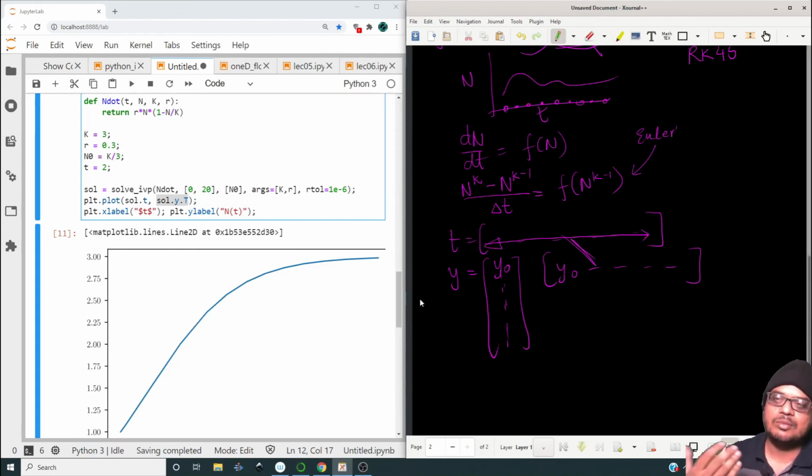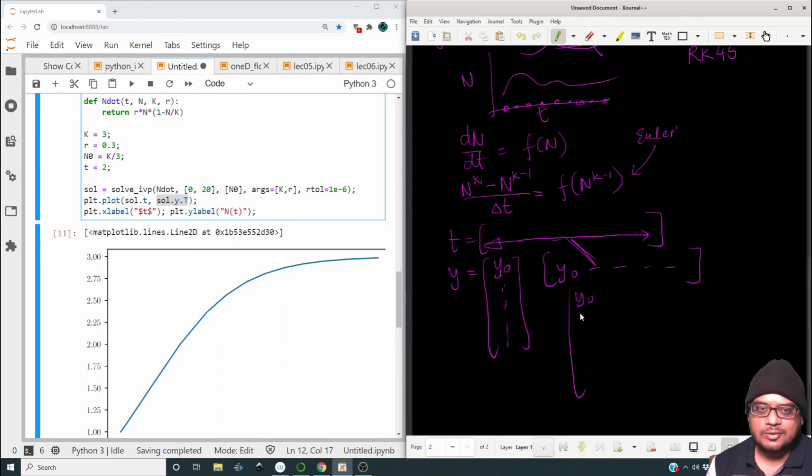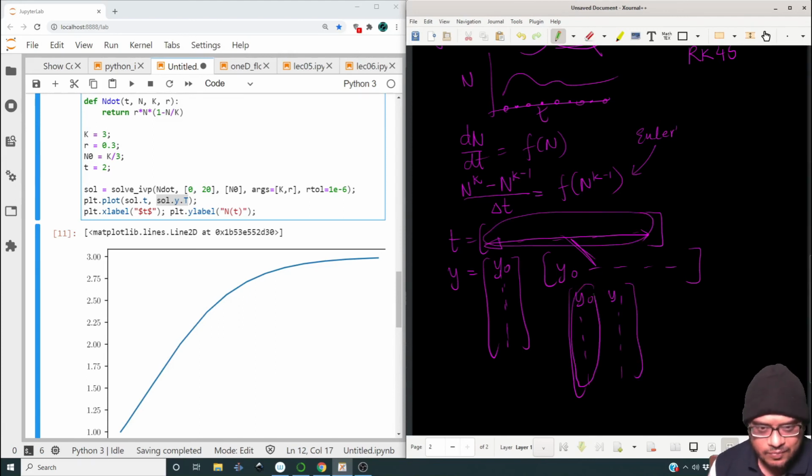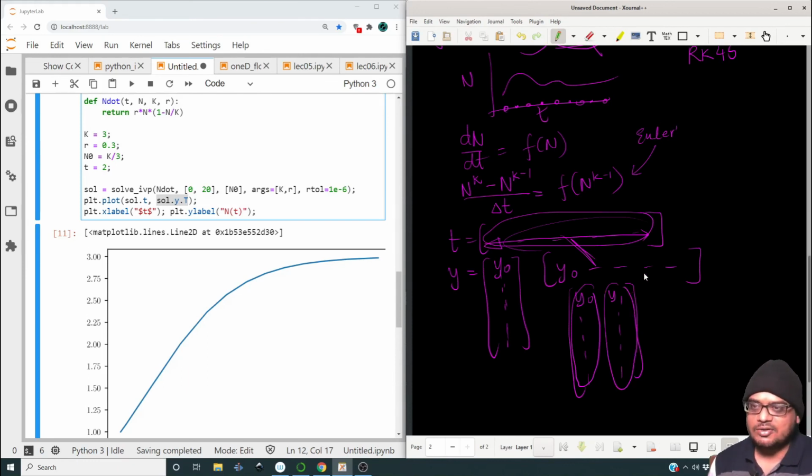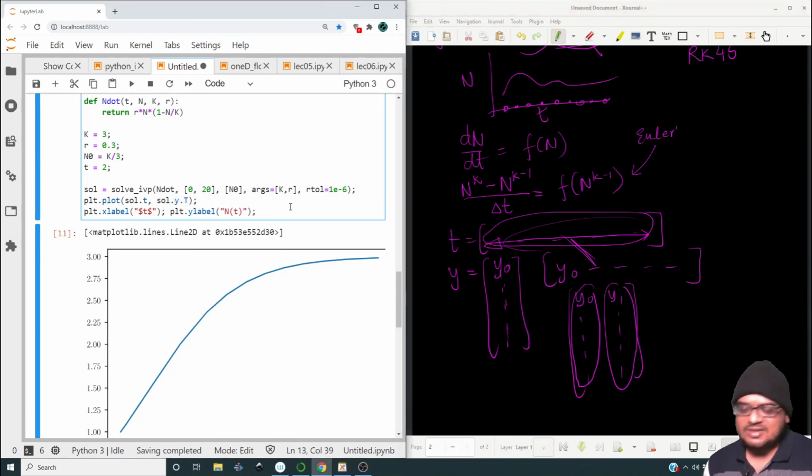So in case you have a system of equations, which we will encounter later in the course, you will have y0 all the values over here, y1 all the values over here. So you have to plot t as a function of this, t as a function of this, and so on. So that's why you need to take a transpose. So this has nothing to do with the techniques and all. It's just something which is inbuilt into the function.